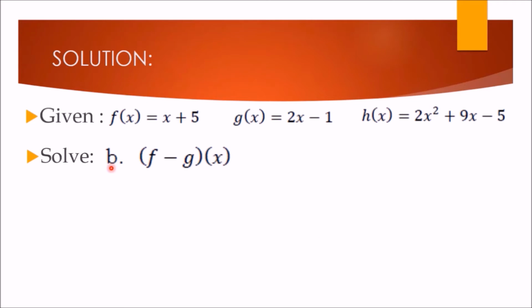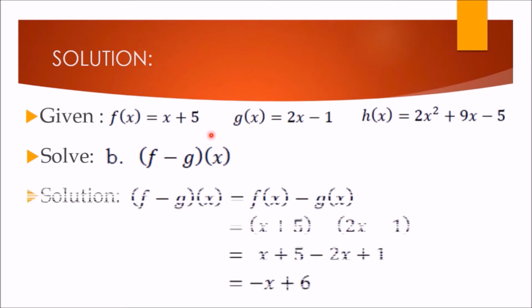Let's proceed to the second function. You will have (f - g)(x). So to find its answer, you'll have to take f(x), copy x + 5, copy the minus sign, and then copy the given function for g(x), which is 2x - 1. With this, you need to distribute first the minus sign in the function g(x) to have its resulting function. Okay, so what will be the resulting function?